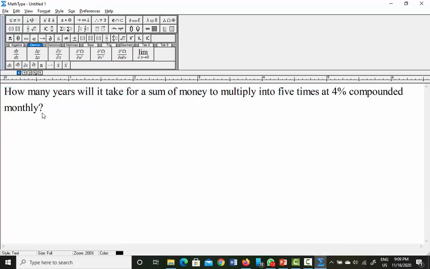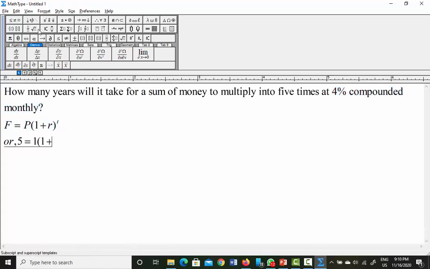So the formula we know already is: future value F is equal to present value multiplied by (1 plus R) power T. The future value is 5 taka and the present value is 1 taka. That means if you invest 1 taka today, you should get 5 taka in the future. Interest rate is 4%, but compounded on a monthly basis.